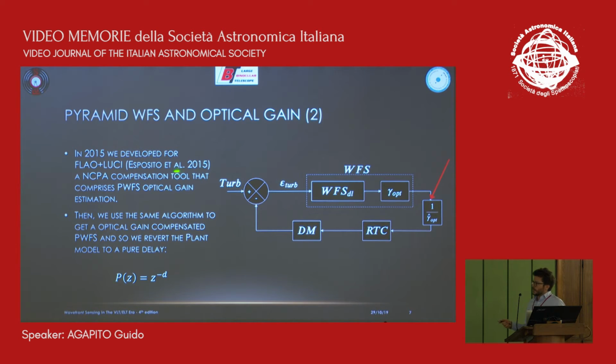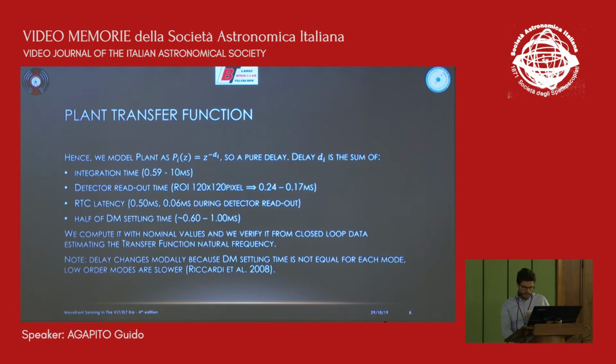This has been done starting in 2015 for the compensation of the non-common path aberration of Lucy. And so what we can do is simply use the same algorithm that compensates the optical gain for the NCPA compensation, and so we can get back to the simple delay for the plant.